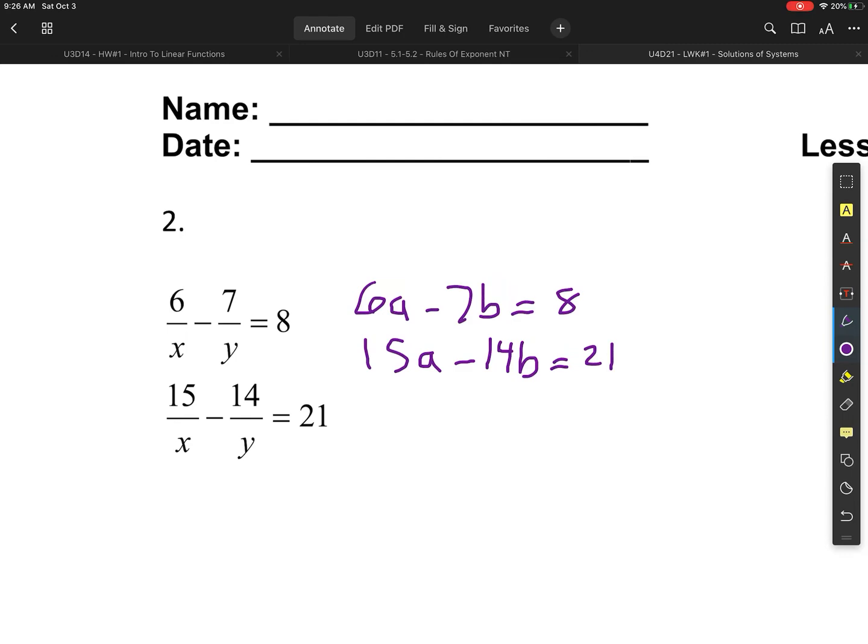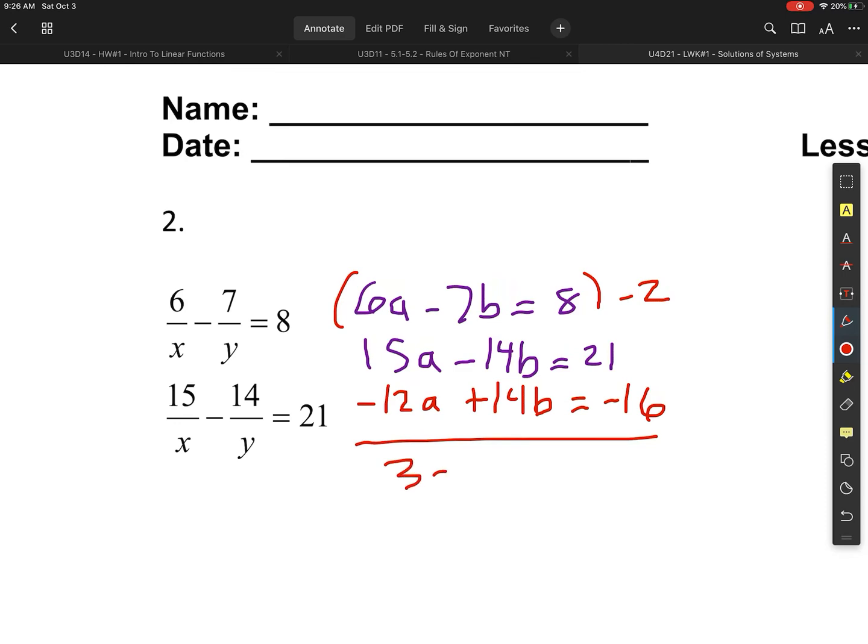Who wants to stick with that other method, working with fractions? It will work if you leave it as fractions. It's just not going to be a nice, clean thing to work with. Alright, so here we go. Multiply the top by negative 2. Nice and easy. I don't have to multiply both equations. Negative 12a plus 14b equals negative 16. 3a equals 5. A equals 5/3.